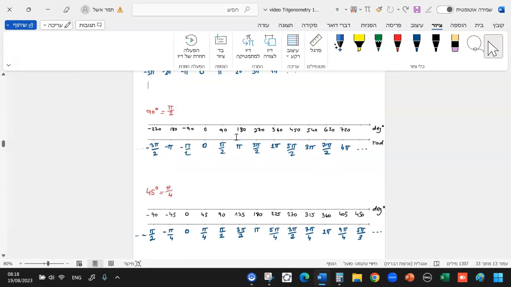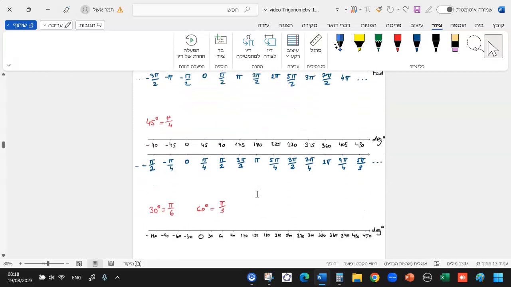So, for example, if you want to convert 450 degrees into radians, you can look at 450 as 5 times 90. Now 90 degrees is pi over 2, so we have 5 pi over 2 in radians.